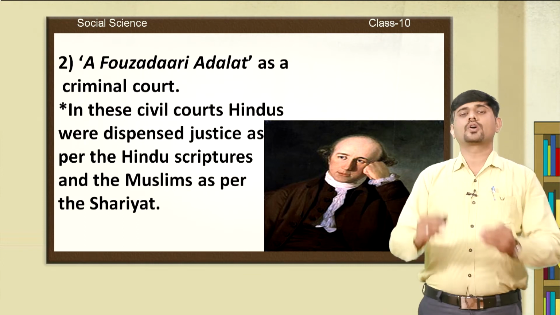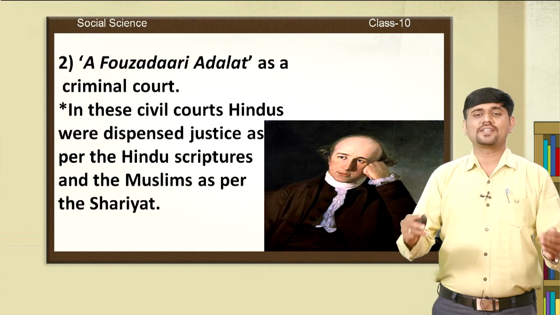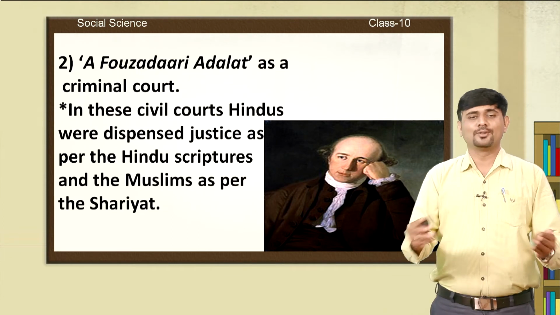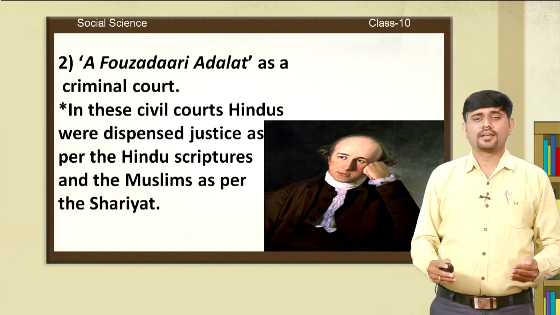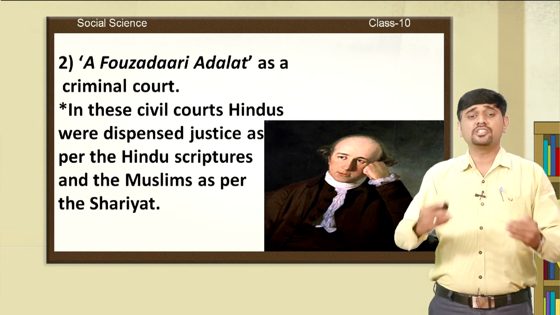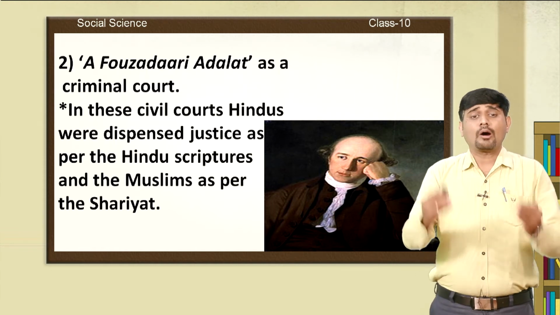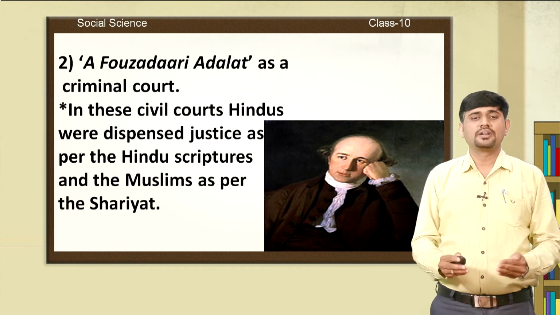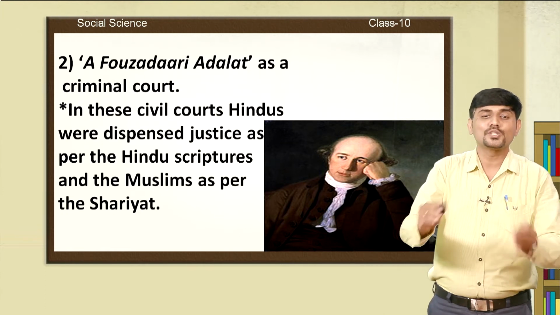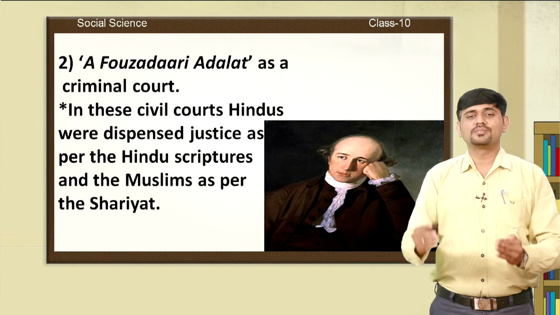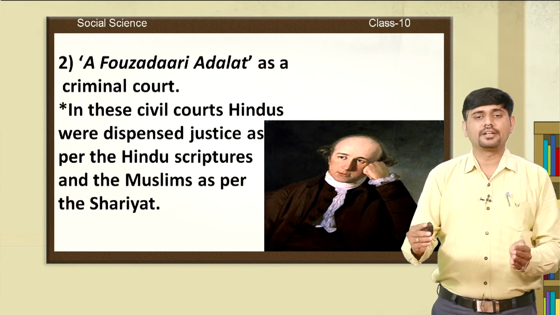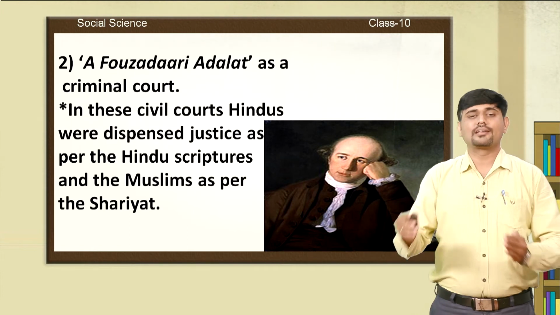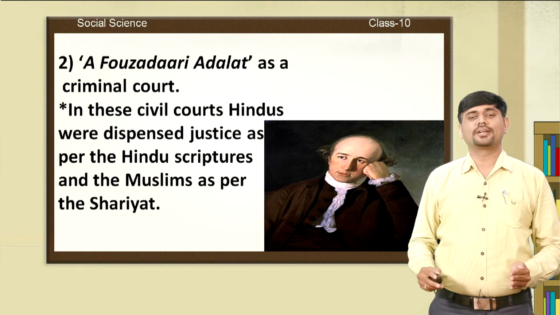In these courts, the Hindus were dispensed justice as per the Hindu scriptures. For example, scriptures like the Mahabharata, the Karma theory, the Upanishads, the Bhagavad Gita, according to which the capital punishments were dispensed to the Hindus. Whereas for Muslims, the punishments were given as per the Shariat law of Islam.